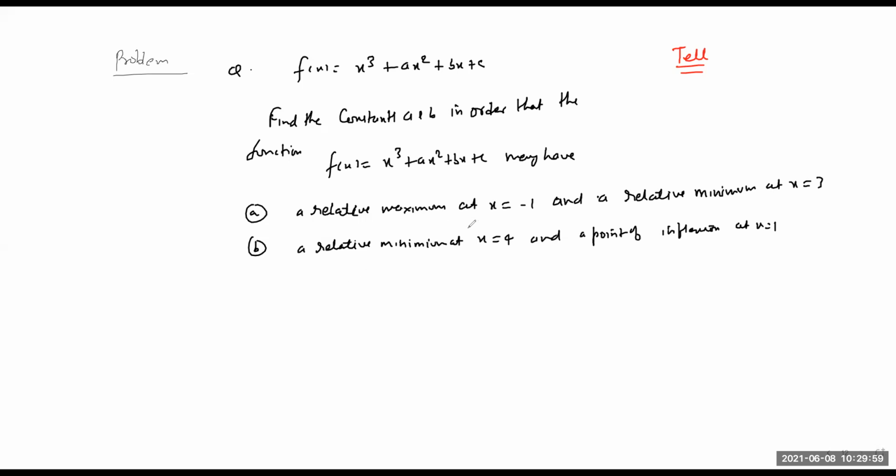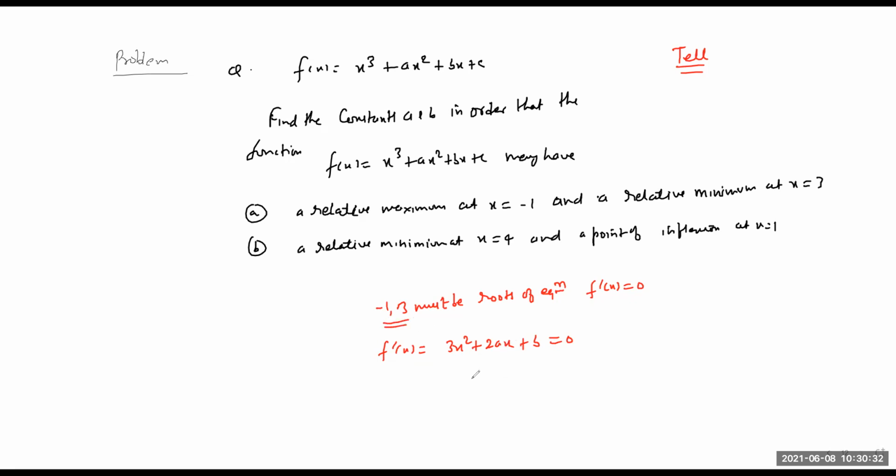The first part says that you may get a maxima at -1 and minima at 3. So I can say -1 and 3 must be roots of the equation f dash x equals 0. So let's differentiate this. What is f dash x? 3x squared plus 2ax plus b, right? And if I equate it to 0, I should get the answer as -1 and 3.